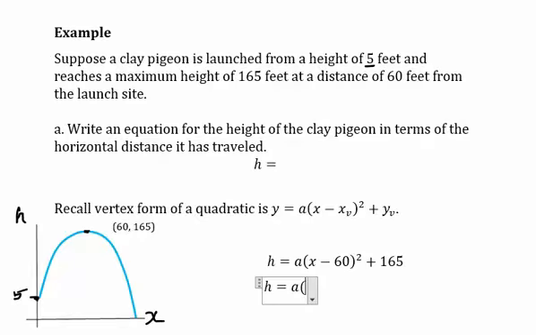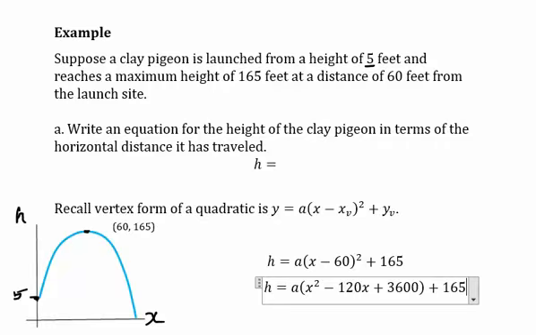So h equals a times, if you square that binomial, and you may want to do this on the side, it's x squared minus 120x and then plus 3600. And that's just taking x minus 60 times x minus 60. And then you also have that plus 165.